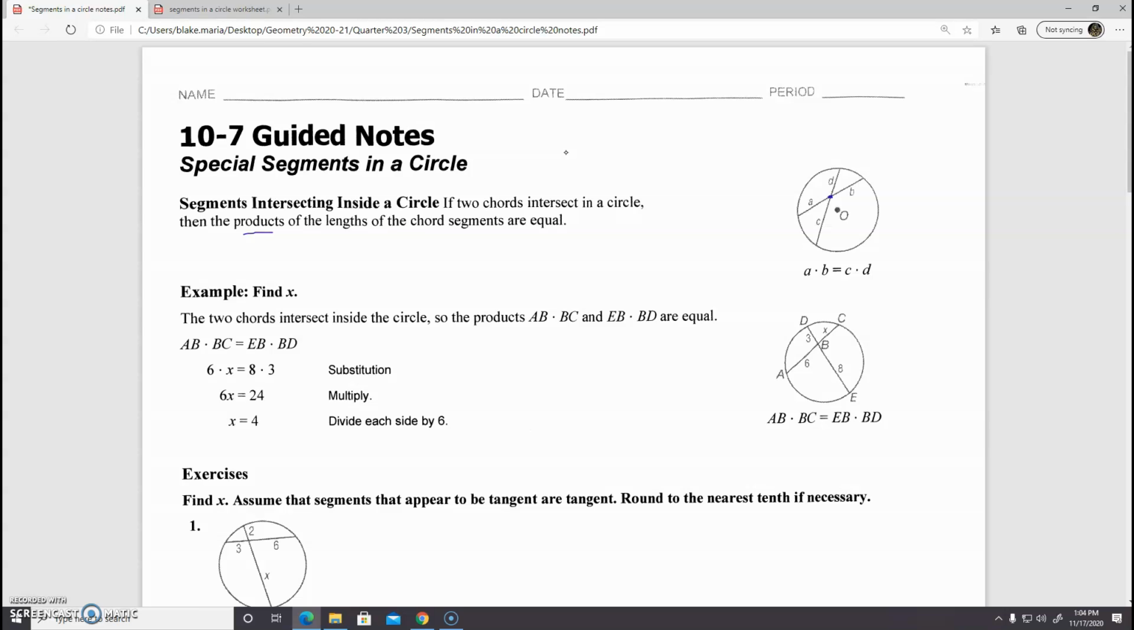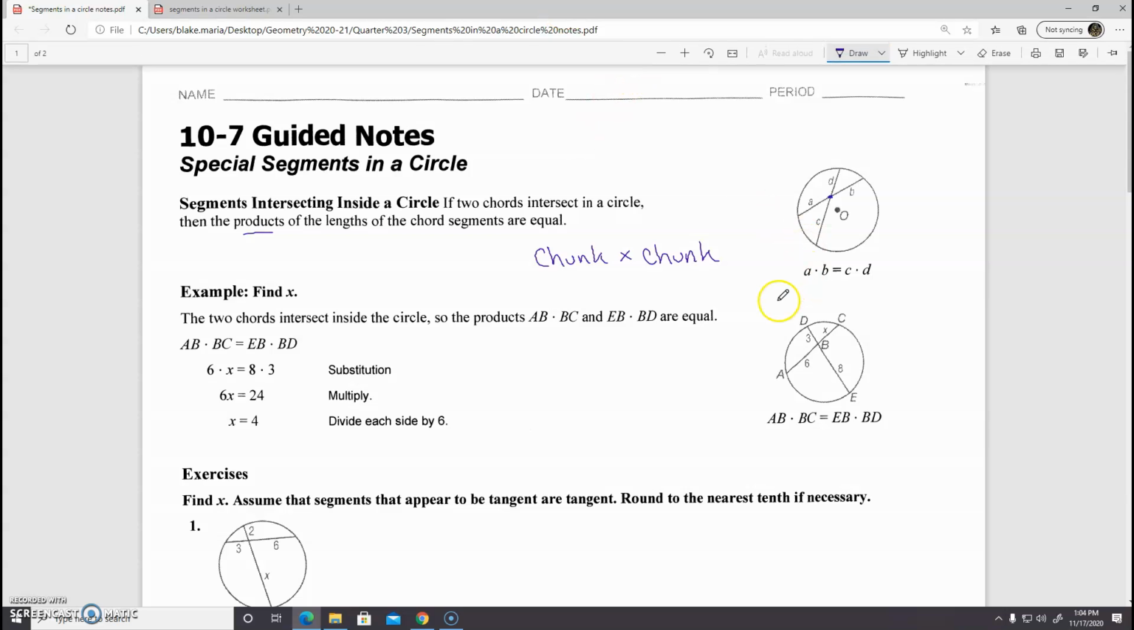So A times B should be equal to C times D. I call this chunk times chunk. Chunk times chunk. So A times B should equal C times D. Chunk times chunk. So they give you a little example here. We'll talk about it. So 6 times X should equal 8 times 3.